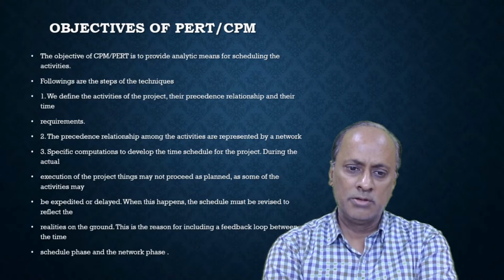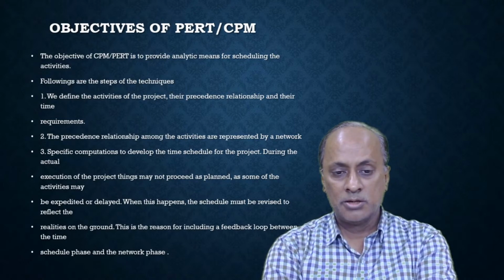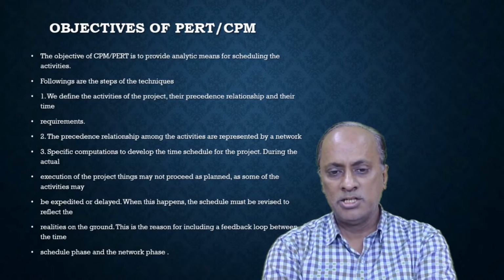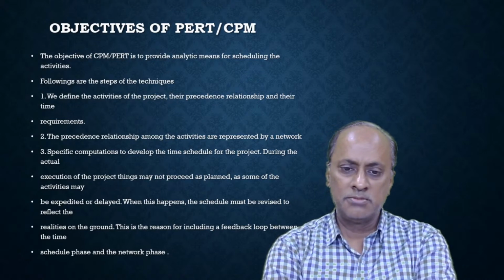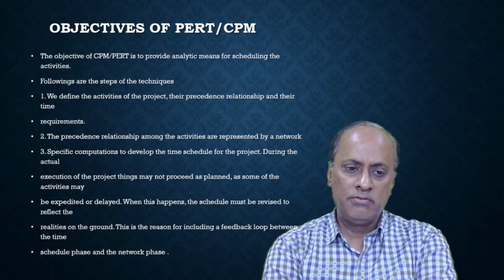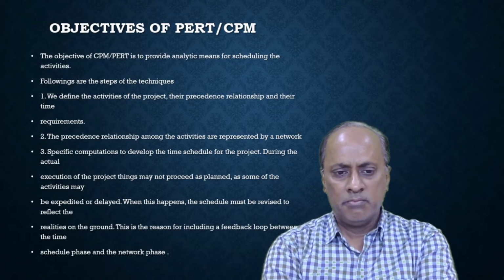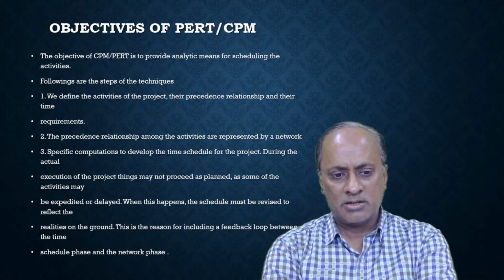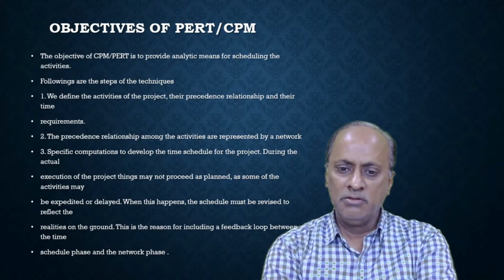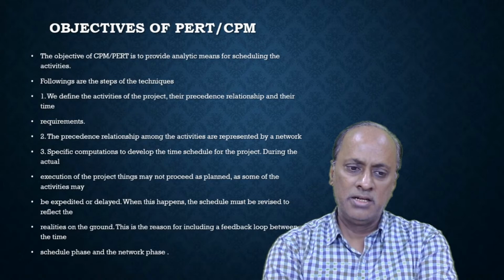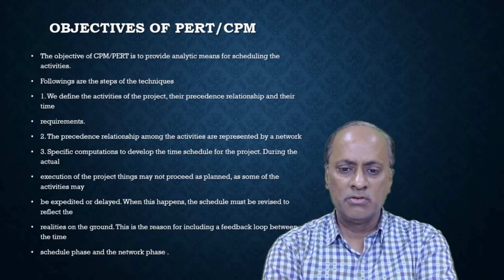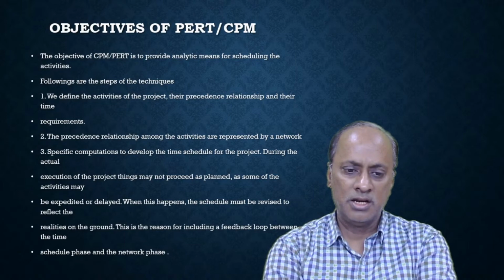During the actual execution of the project, things may not proceed as planned. Suppose I have planned to do something, but there is a strike, there is a lockout, resources may not reach me. So if things do not go as per the plans, we have to take some measures so that it can come back on track. When the project is delayed or expedited, we can revise to reflect the realities on the ground. This is the reason for including a feedback loop between the time schedule phase and network phase.